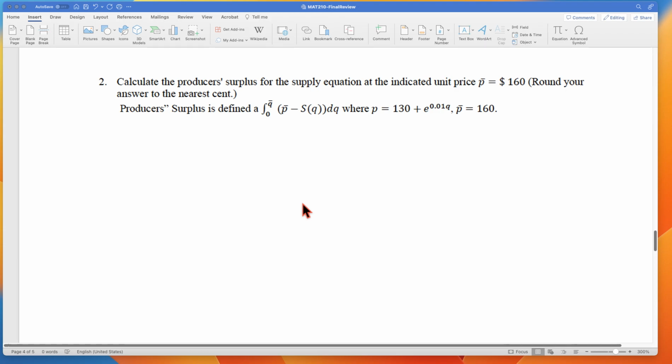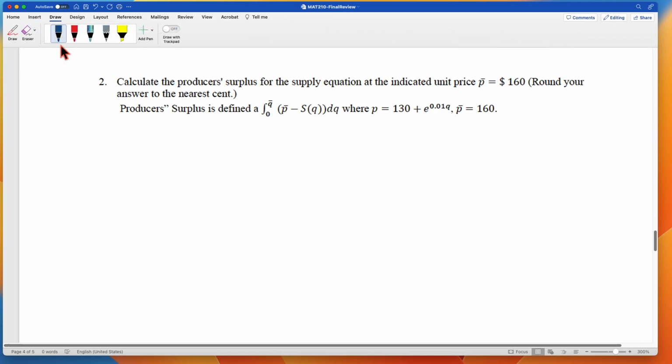So this will be a couple questions from section 14.4 on producer surplus, which gives us really the same understanding of what we would do with a consumer surplus, but we would have a different formula here. So we'll be given the formula either way on the exam, and we're going to use this. What we are given is P bar, the average price of 160, right? We're told we need to round our answers to the nearest cent, which is great.